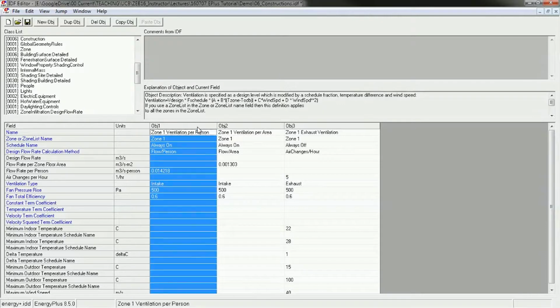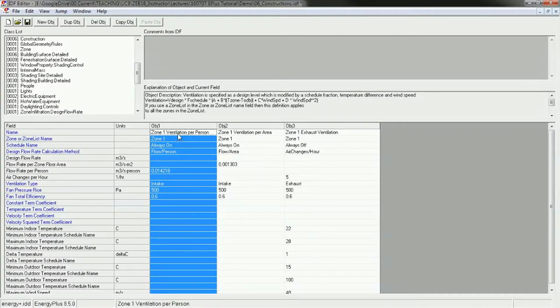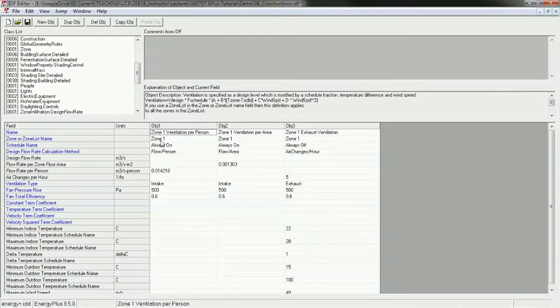But you see here there are three objects. And let's look first at this one. This is zone ventilation per person. So what it says is for zone one, it's going to be always on. And their design flow rate method or calculation method is going to be flow per person. So you see here, this number, 0.014 cubic meters per second per person.